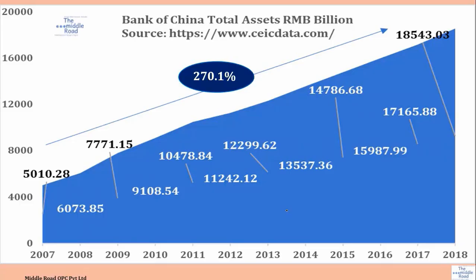If you look from 2007 to 2018, this is what I've seen. This is in RMB yuan billion, and it's 270.1%. So you've seen over a period of a little bit more than a decade, the increase has been tremendous.